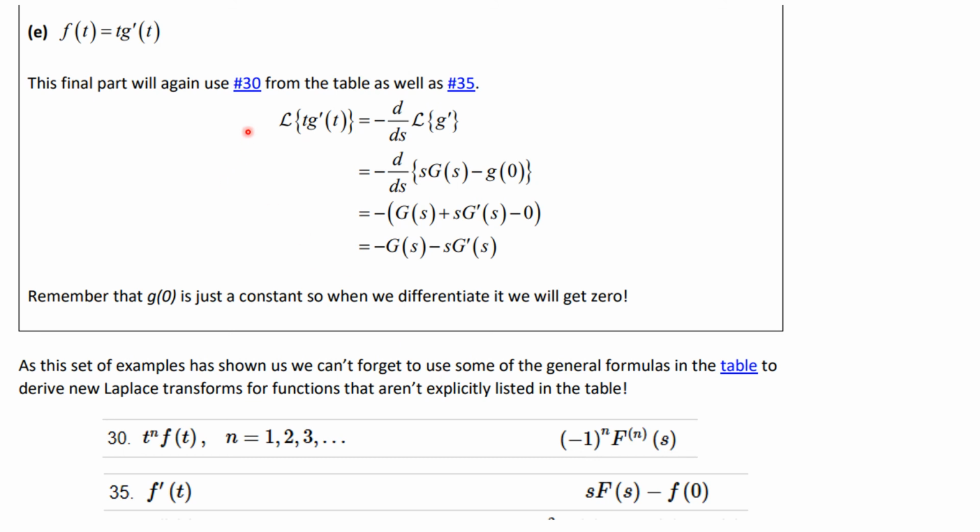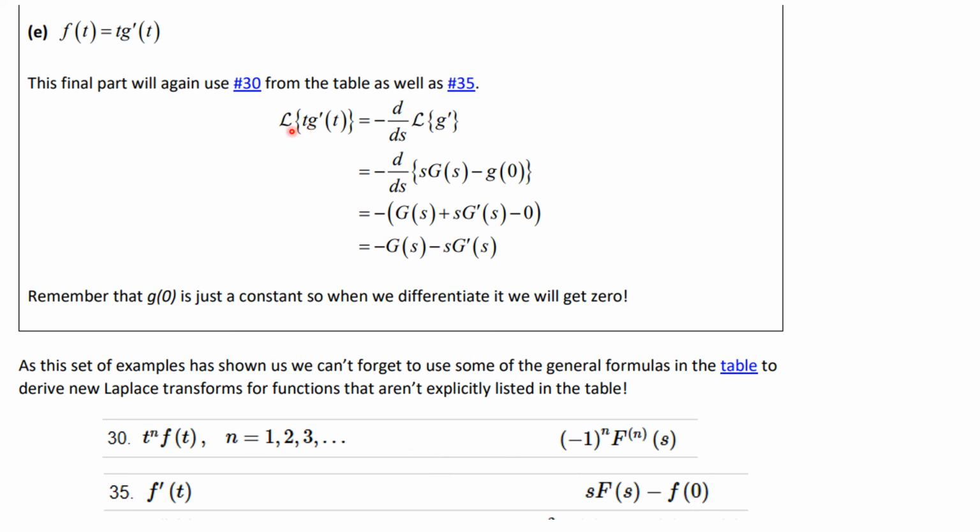And here, the final one, I think, we have t times g prime of t. Now we're again going to use number 30, and number 30 is down here. But we're also going to use 35, which says if I take the transform of the derivative, if I integrate by parts, I get this as s times F of s, minus f of 0. This is really integration by parts. But f of 0 is a constant.